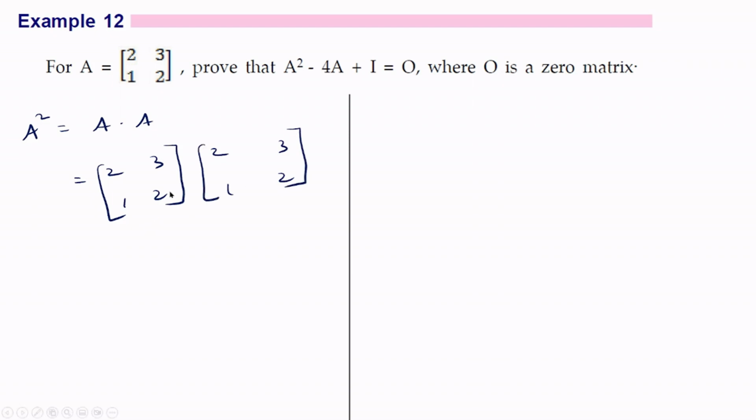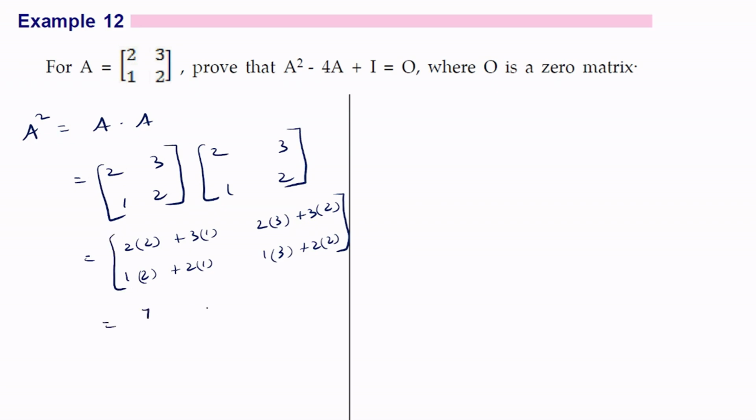So here we have to multiply the elements of the first row with the elements of the first column and add those products. So it is 2 into 2 plus 3 into 1. This is the first element. The next element is 2 into 3, the first row and the second column, plus 3 into 2. And next we have 1 into 2 plus 2 into 1. Next we have 1 into 3 plus 2 into 2. So this is 4 plus 3 is 7, and then it is 6 plus 6 is 12, 2 plus 2 is 4, and 3 plus 4 is 7.